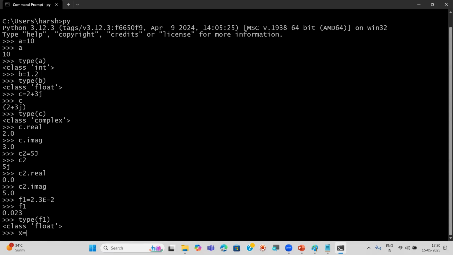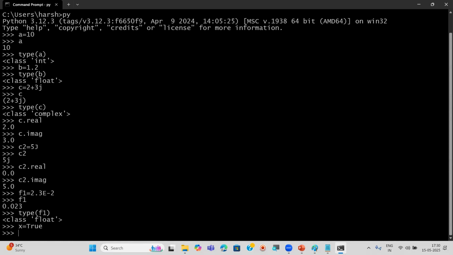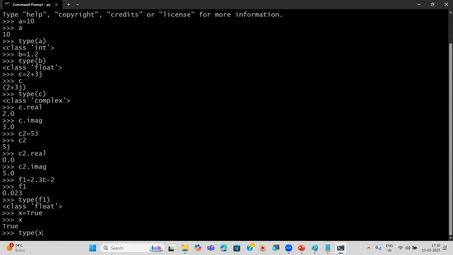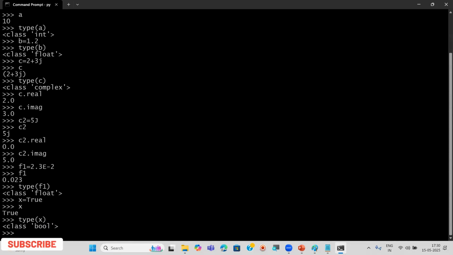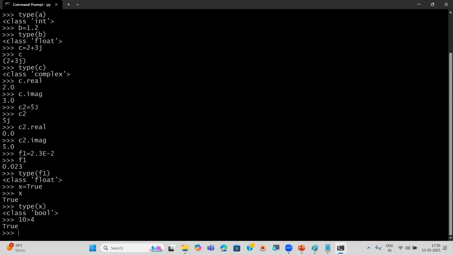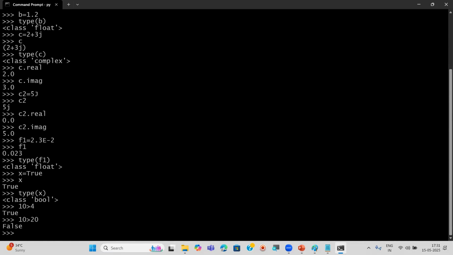Next, Boolean. For example, x equal to True. You can print x. Type of x is bool. Bool means Boolean. Generally, whenever you compare values, a Boolean value is returned. Suppose 10 greater than 4. Is it true or false? True. And suppose we reverse it like this, what is it? False.